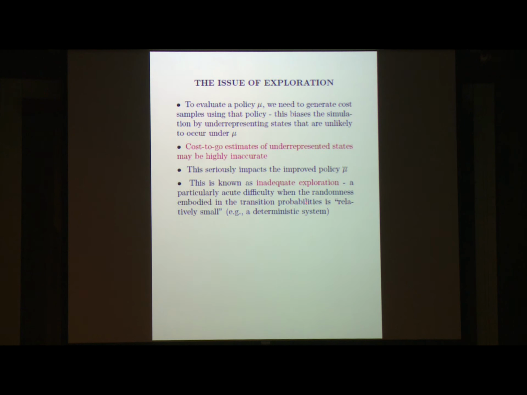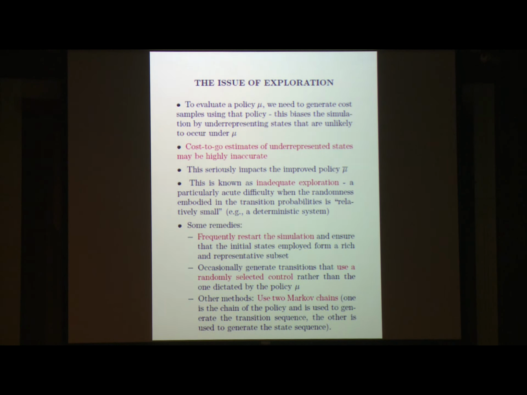If you have a deterministic system, or if you have a nearly deterministic system, then it's a very acute problem, because a deterministic policy will not randomize at all between states. It will just go along a single trajectory. And as a result, some states will never be visited if you just follow single trajectories of this policy. What you need is to artificially create a richer sample by introducing states and transitions that are not associated with that policy.